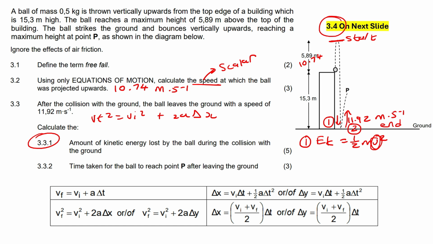Now, a lot of learners think that because in the previous question we chose upwards as positive, they just want to keep it like that. You can do that. But for this specific question, I'm going to choose downwards as positive. Only reason is because we are going down, and it just makes things easier to understand.